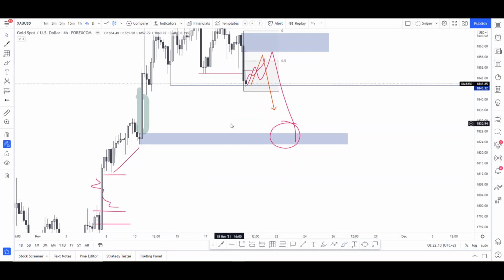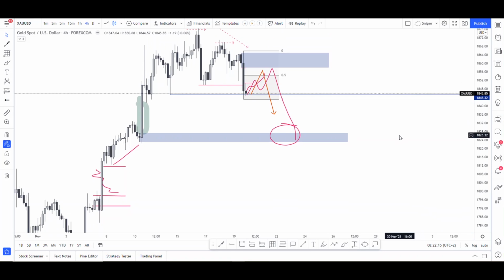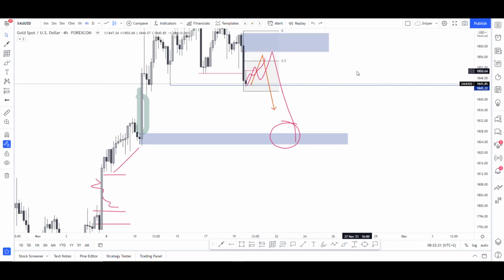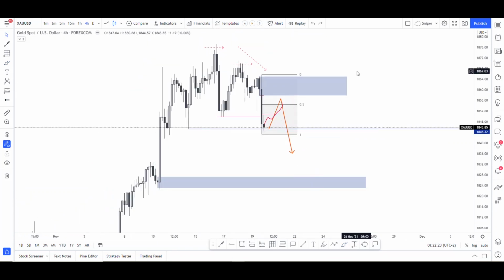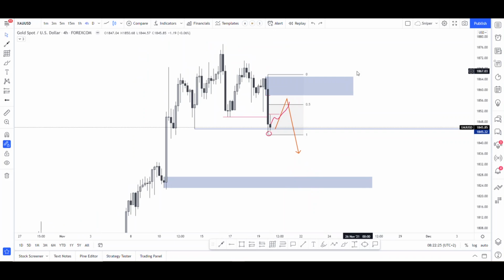So I do see some cause for price to go lower, but it will all be dependent on a new lower high forming in there, and then to take that lower high and trade it towards the downside. So that would be how I would approach gold this week. So that is it on gold.